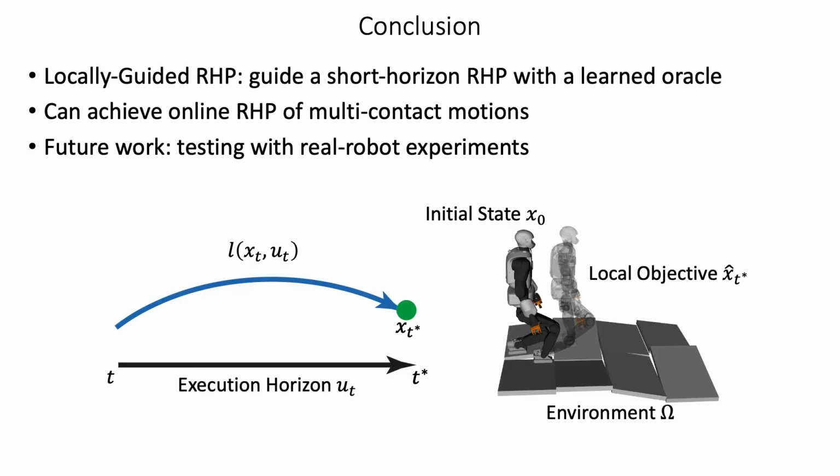To conclude, we propose locally guided RHP, which can achieve online receding horizon planning of multi-contact motions. The key idea is to learn an oracle to guide the planning of a short horizon RHP. In the future, we plan to test our approach on a real robot.